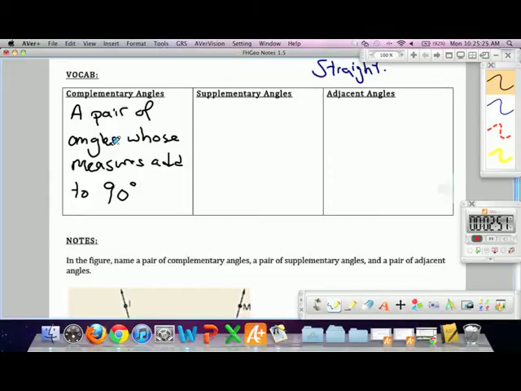Okay? 90 degrees is a pretty important angle measure for us in geometry and math in general. Complementary angles are any pair of angles. If you add up the measures, they sum up to 90. Okay? What's another incredibly important angle measure that we're going to use over and over and over again? 180. Supplementary angles do that.